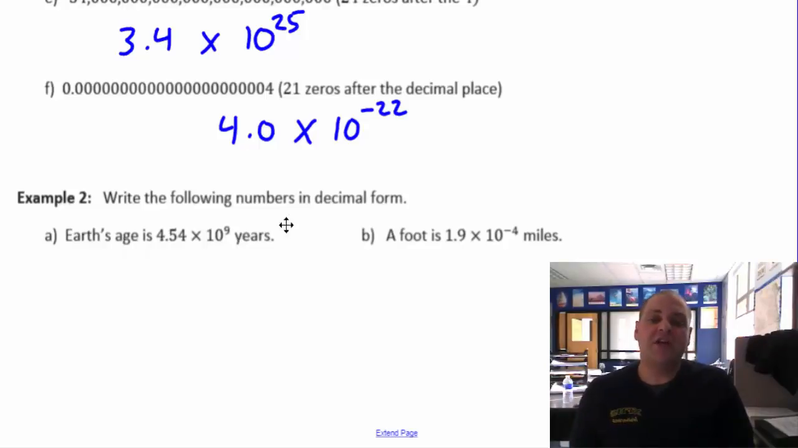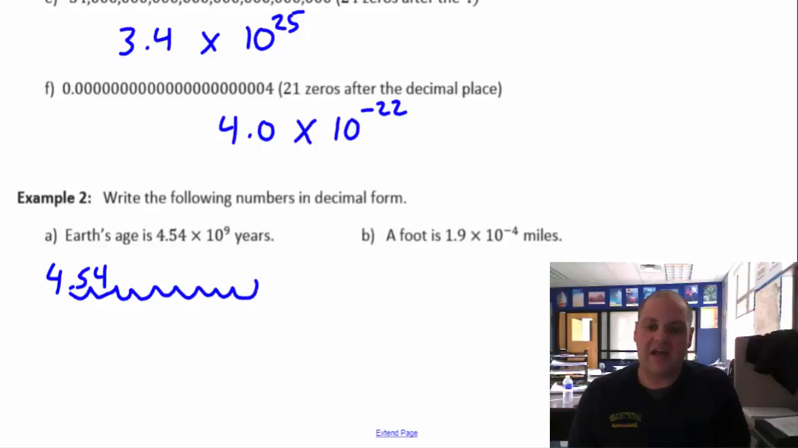The Earth's age, the age of the Earth is 4.54 times 10 to the 9th years old. So how would you write that? Well, you would go 4.54, and then you would move that decimal 9 to the right. So 1, 2, 3, 4, 5, 6, 7, 8, 9, and add in the number of zeros. We had to add in 7 zeros.